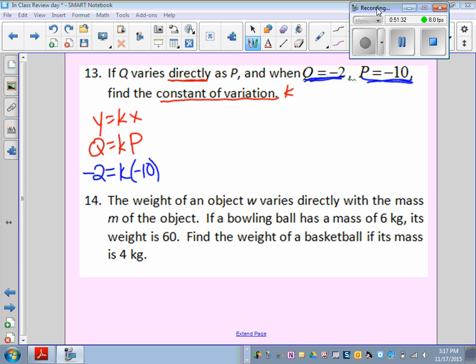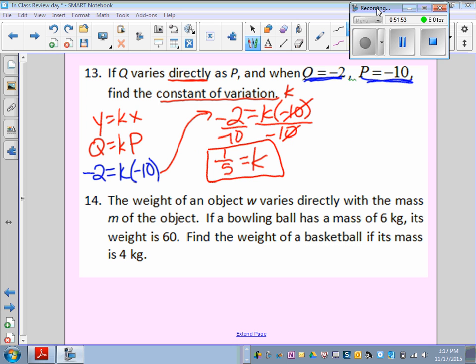Then I just simply solve for K. I'm going to rewrite my equation here. Divide by -10 on both sides. So I get K equals -2 divided by -10, which is 1/5. Be careful, it's 1/5, not 5. It asks for the constant of variation K, so that's my answer. K equals 1/5.